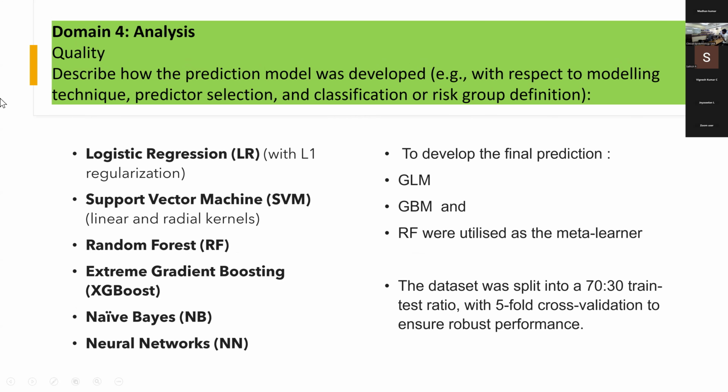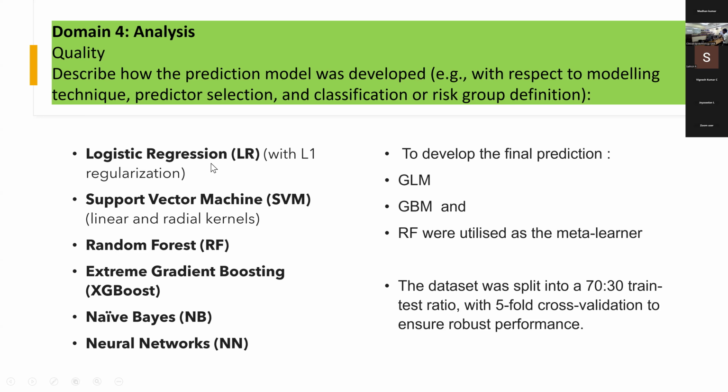So the second question is how exactly the prediction model was developed, and what prediction model was used to find out the risk of a cardiovascular event. The machine learning algorithms that they had used included support vector machine, random forest model, XGBoost, naive Bayes, and neural networks. And to develop the final prediction model, they had also used certain additional models like the GLM, GBM, and RF model. What is GLM, GBM, RF?